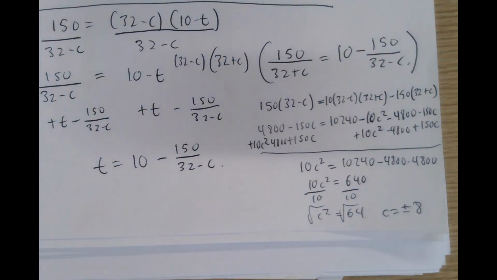All right, well, all of that to figure out that the current is either 8 miles per hour or negative 8 miles per hour. It doesn't make sense to have negative, so the current is just 8 miles per hour. That's it. Will this one be on the test? Maybe.